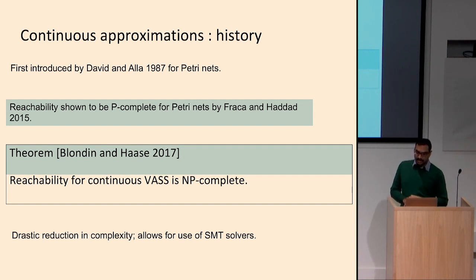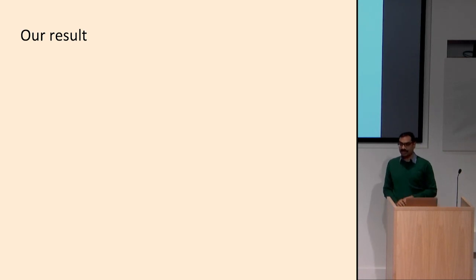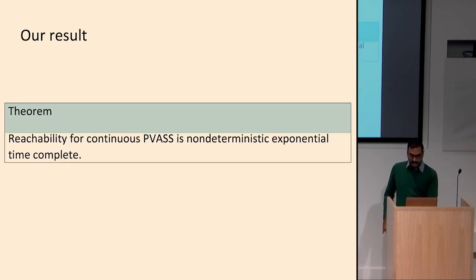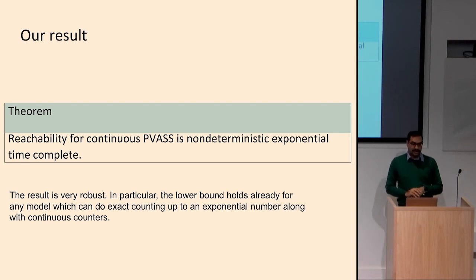In particular, it allows for the use of SMT solvers for these kinds of problems, at least for the continuous VASS case. So a natural question was, if you add a stack, how much more difficult does this problem get? Our theorem shows that reachability for continuous PVASS is NEXPTIME-complete, non-deterministic exponential time complete. So the result is very robust. In particular, the lower bound already holds for a model which can do exact counting up to an exponential number, along with continuous counters. So this was, let's say, against the grain. I think for a long time we were hopeful that this problem would be in polynomial space, for reasons that I will not get into.